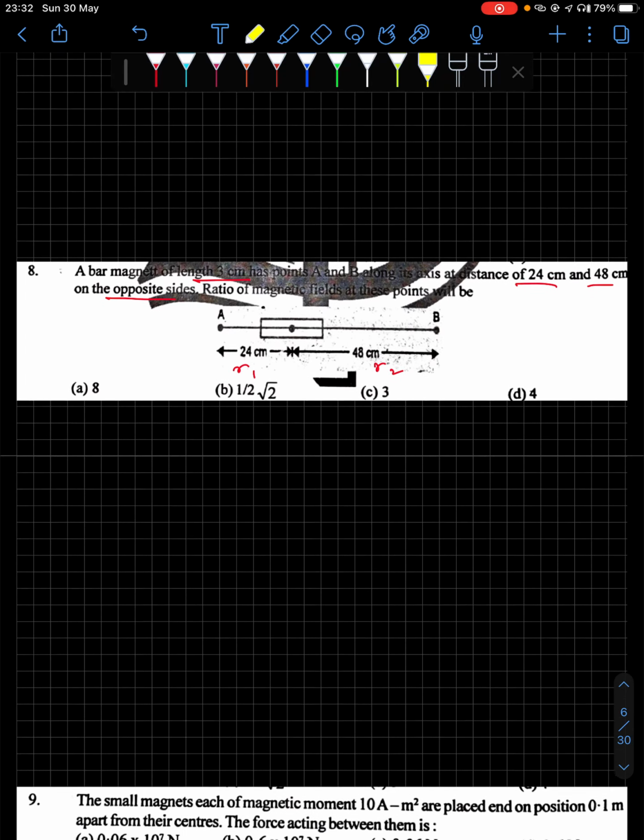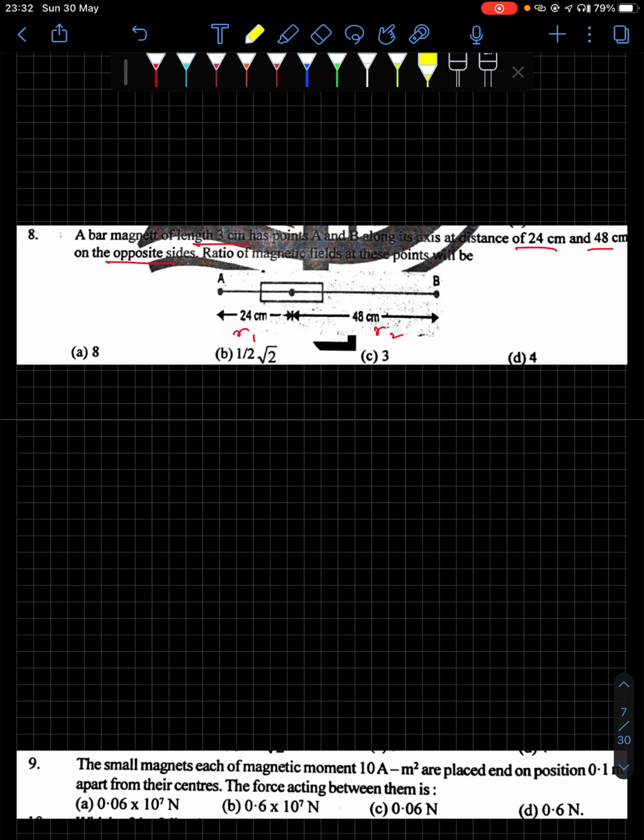Next question. Now you have a bar magnet here, and you have two axial fields on either side. At point A you have one axial field at a distance 24 centimeter, which we have considered as R1. On the right side at point B, you have another axial field at a distance 48 centimeter from the center of the dipole, and we have considered this distance to be R2. Now you have to find out the ratio of the magnetic fields at these points. Nothing else is given.